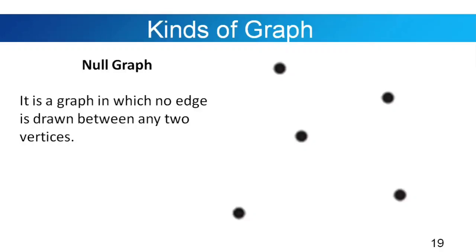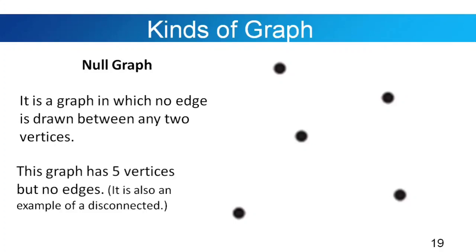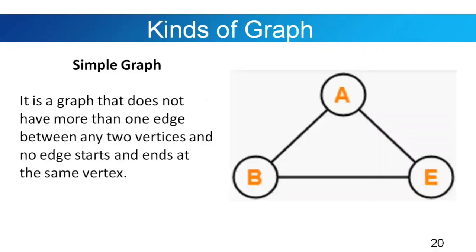Null graph. It is a graph in which no edge is drawn between any two vertices. This graph has 5 vertices but no edges. It is also an example of a disconnected graph. So meaning if you have only your points, then that is still considered a graph, but it falls under the name null graph.